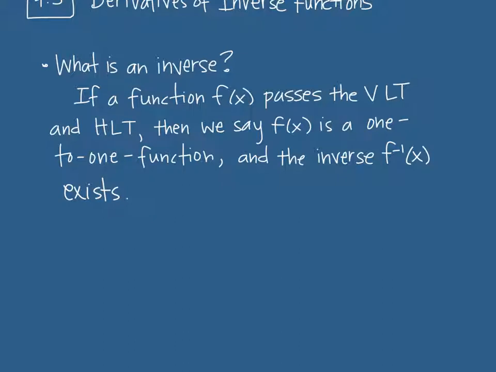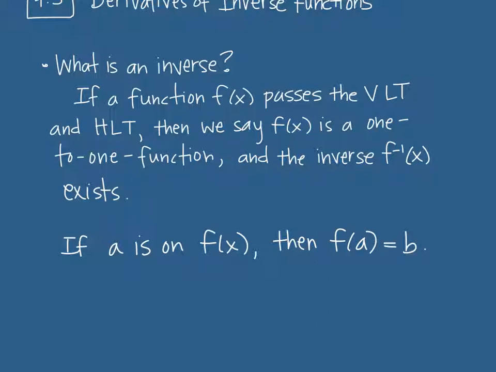All right, so we say if a is on the function f of x, then a must be paired with something, and it's only paired with one thing. So if a is on f of x, then f of a is paired with b. That's a single relationship that would only be true in a one-to-one function.